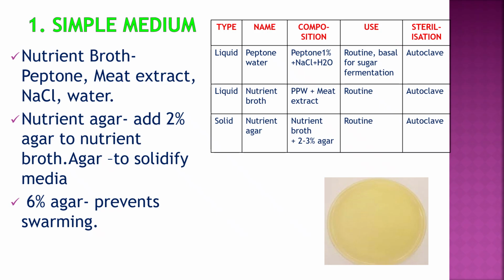So the first ingredient is nutrient broth, which contains peptone, that is the protein part, then meat extract, sodium chloride and water. If you add agar to this nutrient broth, it becomes nutrient agar. The role of agar is to solidify the media, and the concentration used is 2%. If you use 6% concentration of agar, it prevents swarming of bacteria like Proteus.